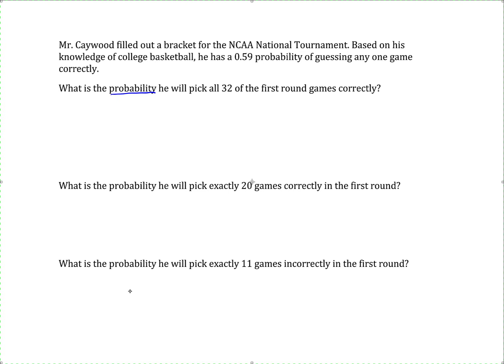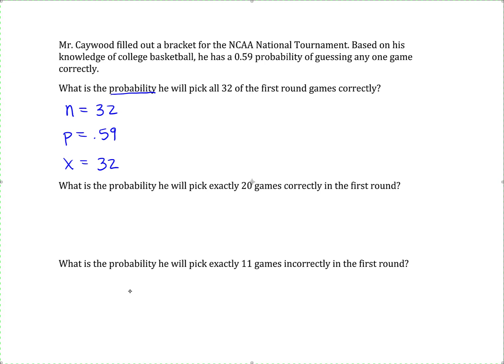So when doing a binomial distribution, the things that are important: the number of trials, the probability of success, and then x, which is the number of successes that we wish to observe. So n, we have 32 games in the first round. P is 0.59. X, in this case, we want to see if he will guess all 32 correct. So we'll put 32 in.